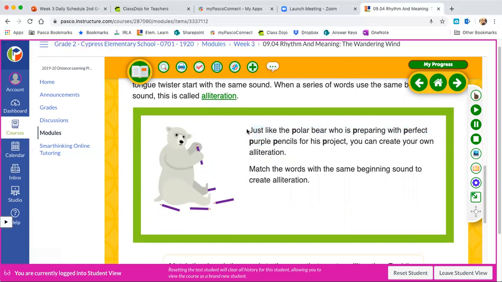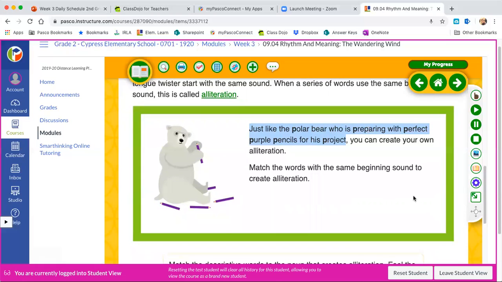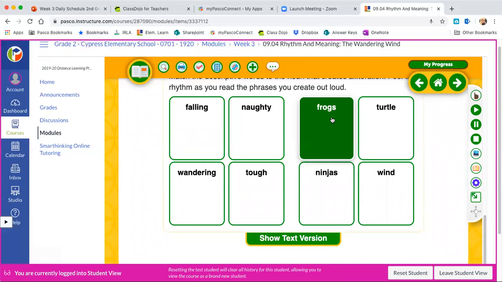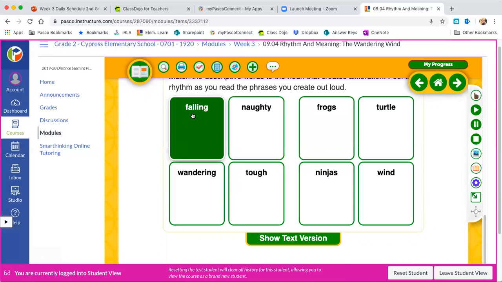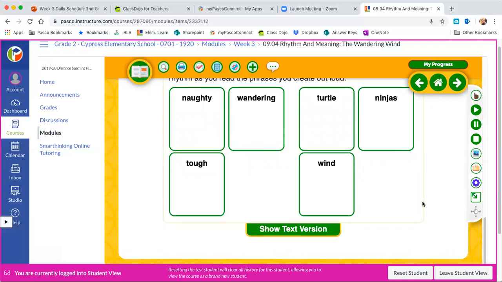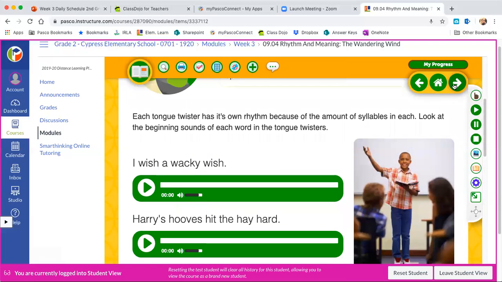Listen to this one. Just like the polar bear who is preparing with perfect purple pencils for his project, you can create your own alliteration. What beginning sound do you hear over and over and over again there? That's right. Okay, so down here is a matching game. We're going to click on pairs of letters that start with the same beginning sound. Like, for example, falling, frogs. See how it went away when I clicked the right pair? Okay, so that's a little game for you to play, and then I'm going to click next.